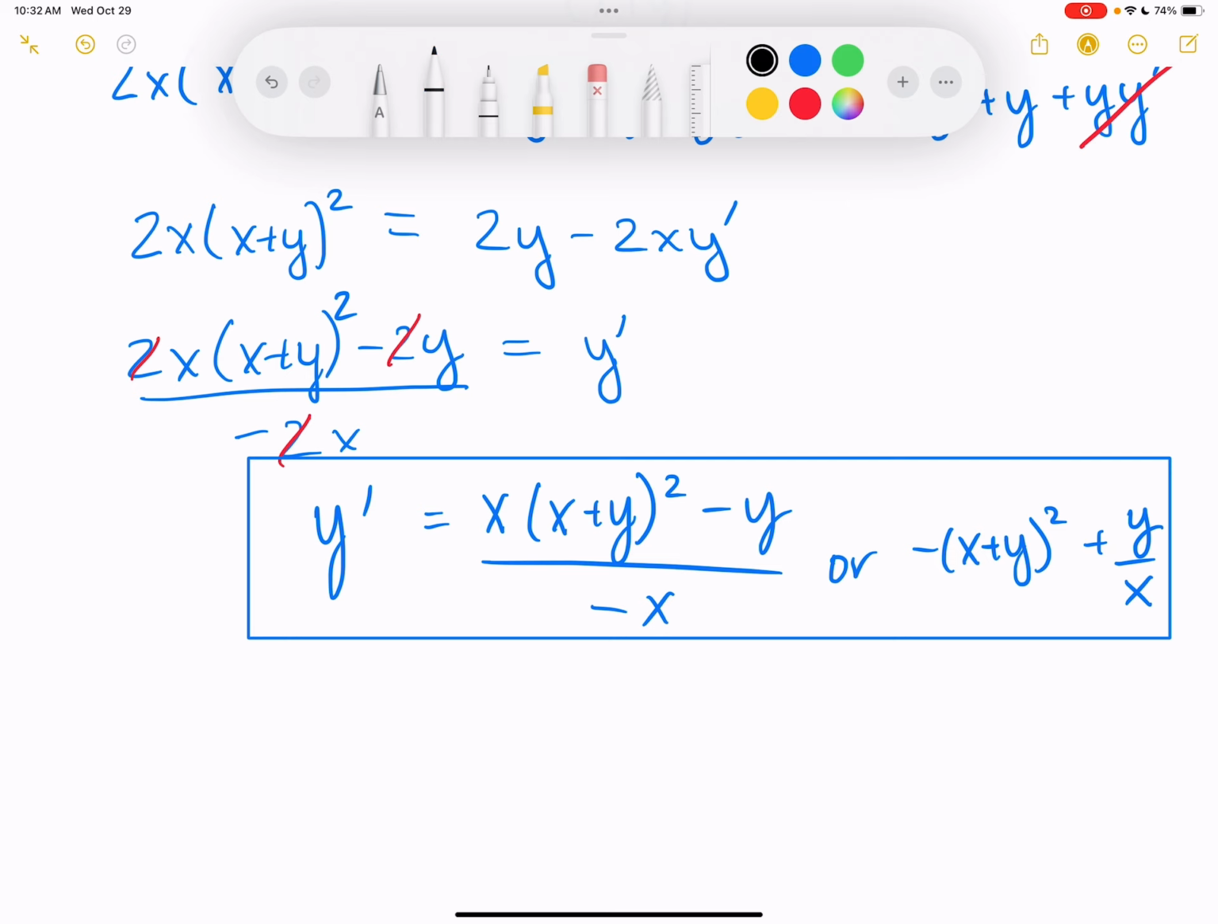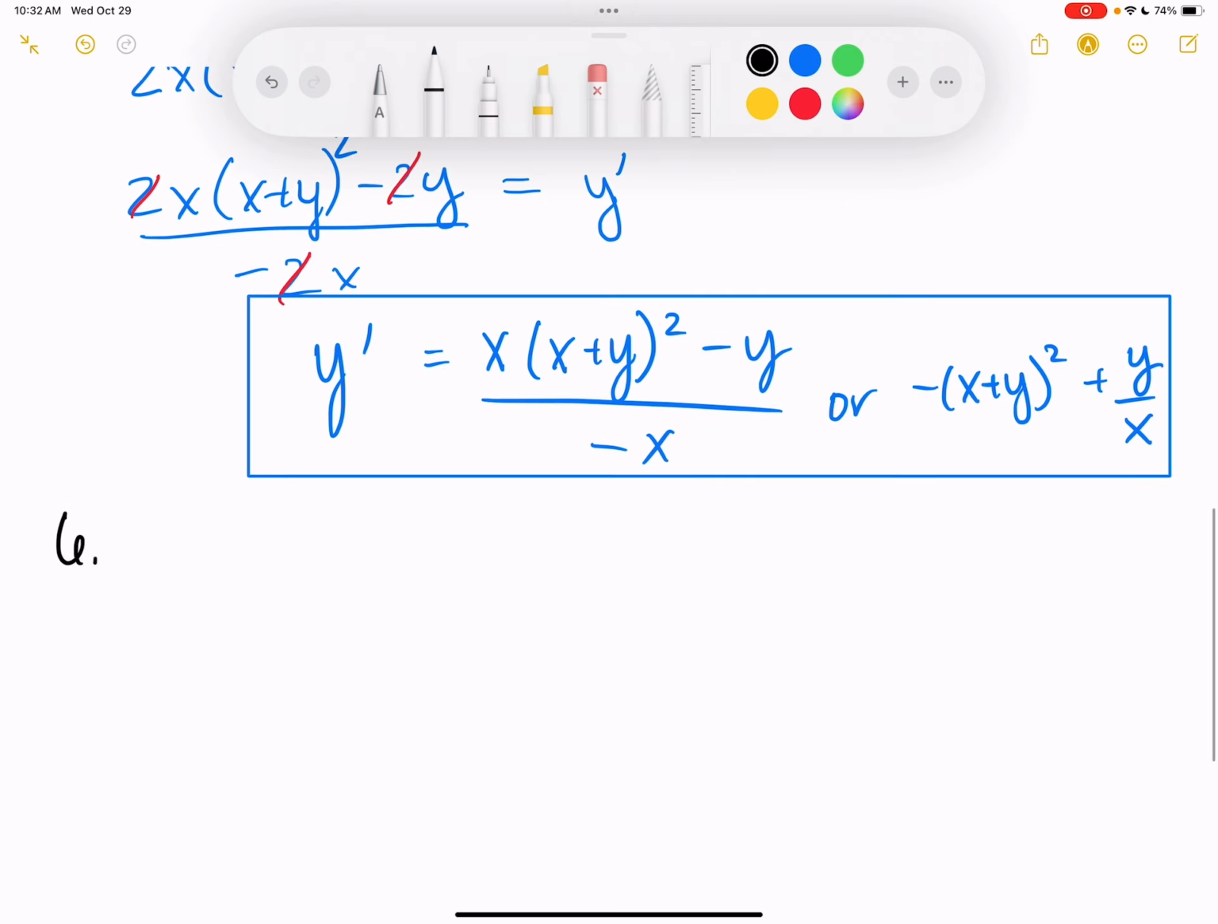Six. x equals the sine of y. Ideas on what I'm going to have to do with this one?